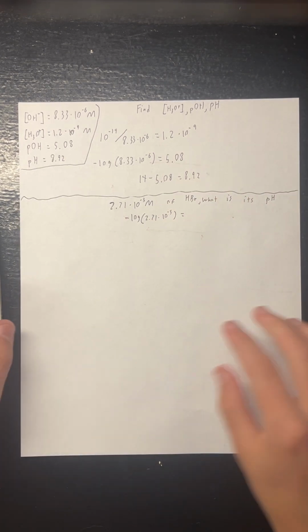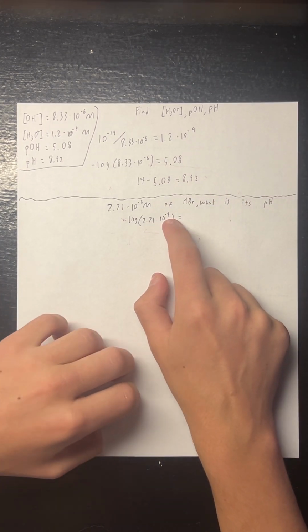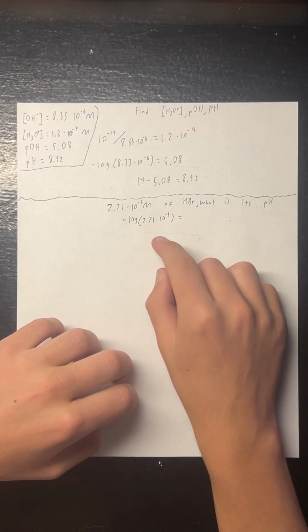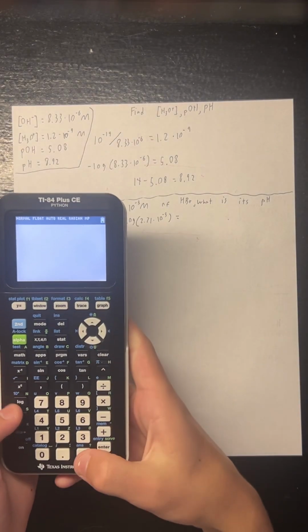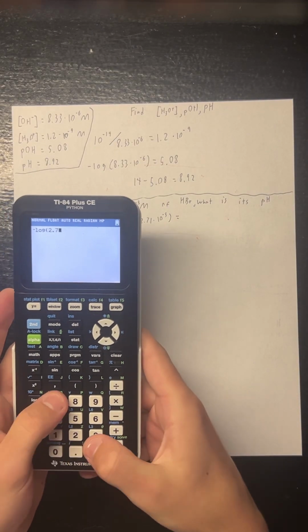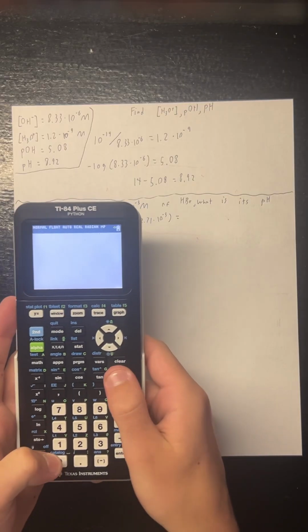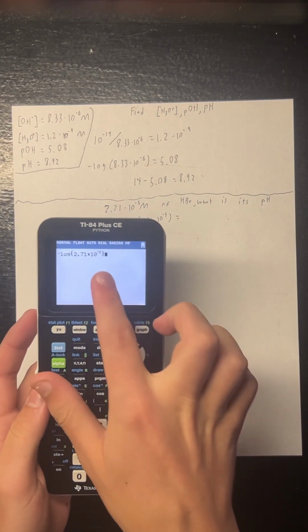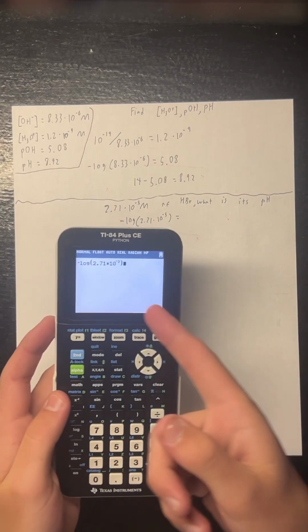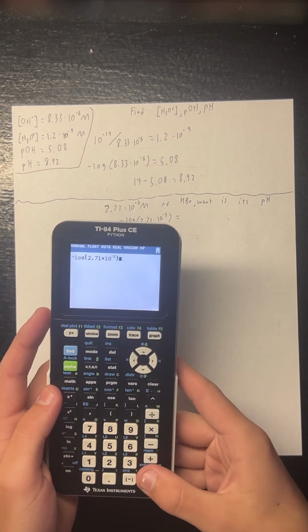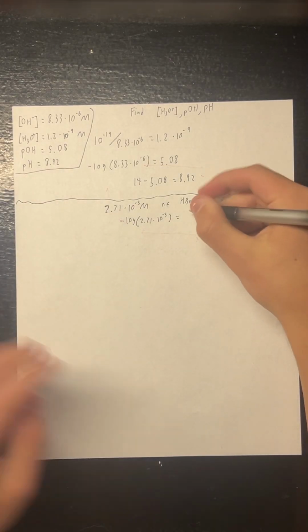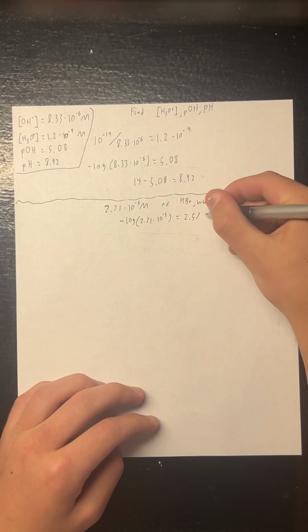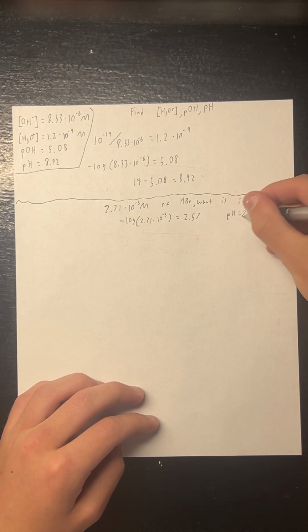And once again, we should know that since our exponent is negative 3, our negative log should come out close to 3 or less than 3. So let's do that. Negative log of 2.71 times 10 to the negative 3. So we should come out with a pH around 2 to 3. And we get exactly 2.57. So the pH equals 2.57. Boom.